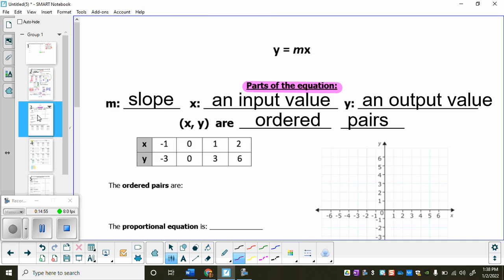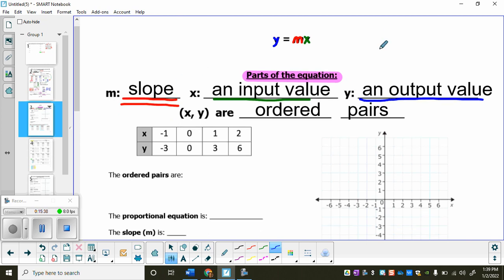All right, now let's flip over and let's just again clear up the different parts of this equation. The m, which is the first thing here, I want to reiterate, this is called a slope. So when you see a number right there, we used to call it a coefficient. And in this unit, we're going to call it a slope. Now, we've been taking a number, an input value, and multiplying it by the slope, and we get an output value, the answer, every time, which is the y, an output value. And these x-y combinations are ordered pairs.